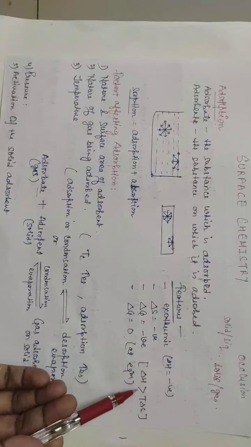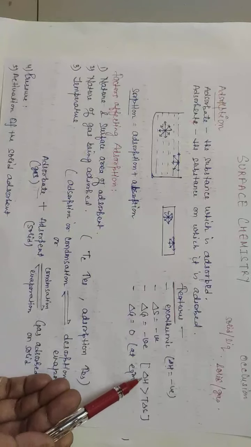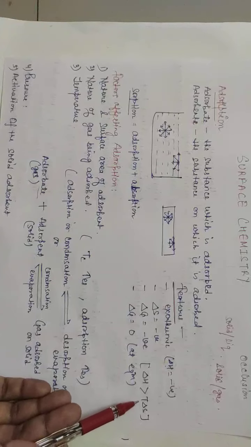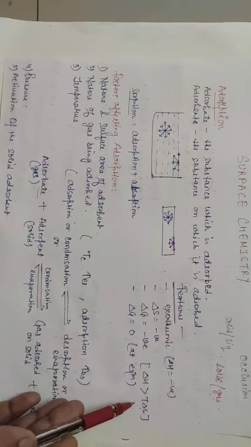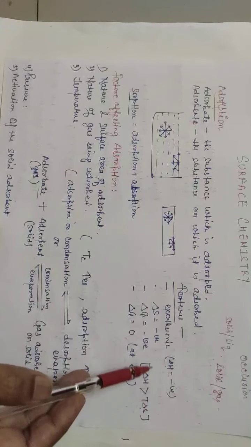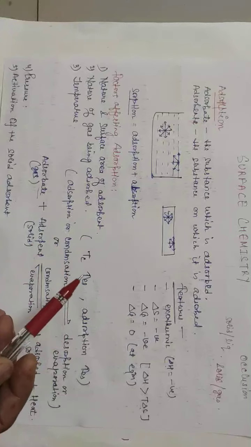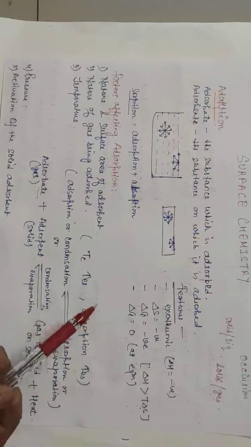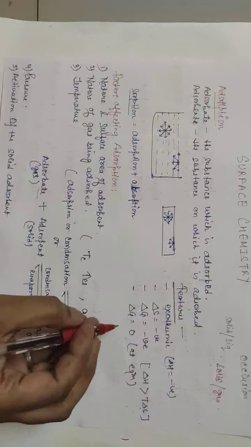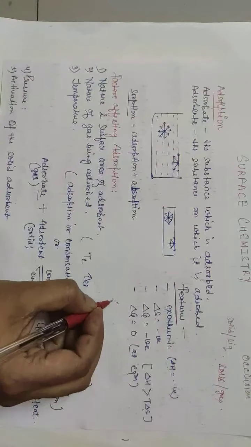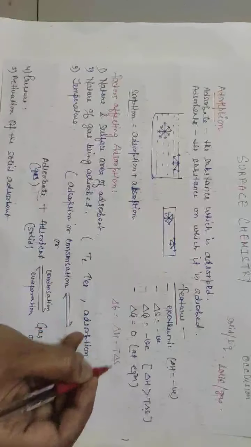For delta G to be negative, delta H must be negative and should be more in magnitude than T delta S. Right. Now this is the condition for the initial phases of adsorption. Now as the adsorption process proceeds, delta H keeps on decreasing and T delta S, delta G is equal to delta H minus T delta S.